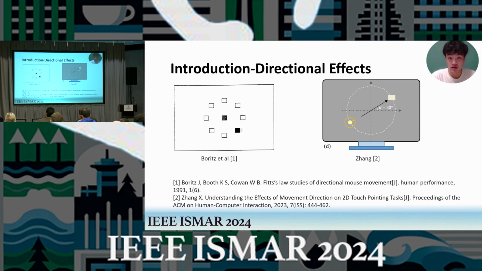Similarly, modern work by John, as shown on the right, investigated the effects of movement direction in 2D touch-based pointing tasks. They confirmed that direction significantly influences performance and user behavior, with different movement angles yielding varying times to complete tasks. However, the impact of direction on steering tasks in 3D space remains largely unknown. This gap in understanding is what our research aims to address.